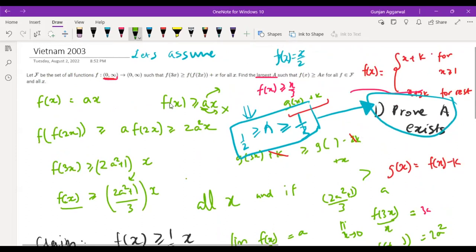Yeah, I had a doubt. We had that quadratic inequality, right? 3a greater than or equal to 2a square plus 1. And after solving that, we get that a lies between 1 and a half, right? So we are supposed to find the largest a, right? So why didn't we take 1?